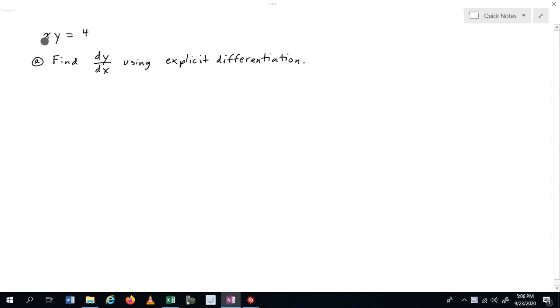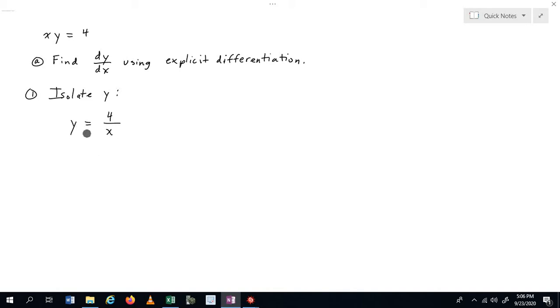Okay, so in this particular example, we have x times y is equal to 4, and we want to find the derivative of y with respect to x using explicit differentiation. Well, to find the derivative of y with respect to x using explicit differentiation, the first thing we have to do is isolate y. Well, that's easy enough to do. All we have to do here is divide by x, right? And we get y is equal to 4 over x.